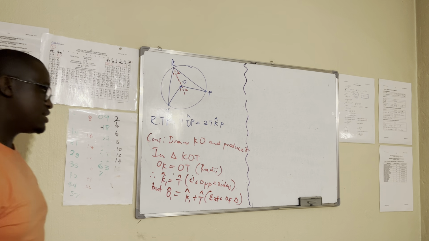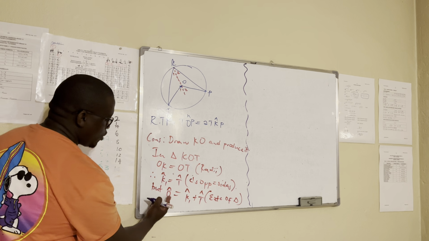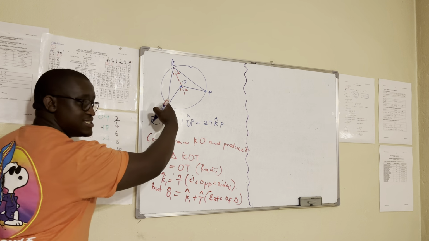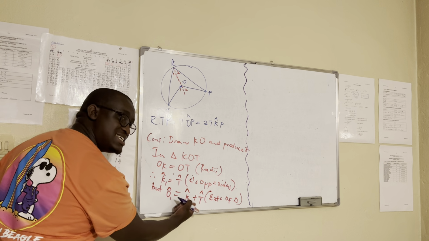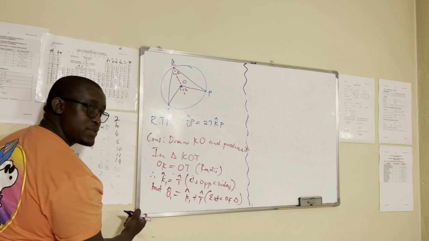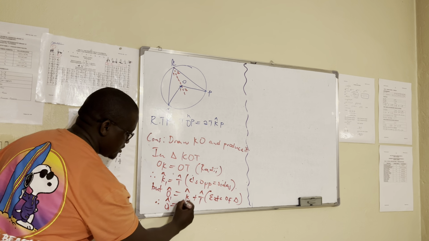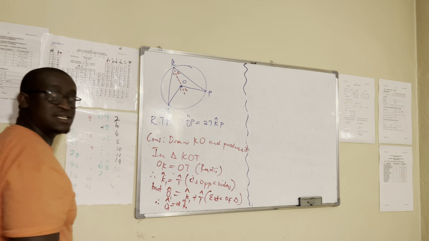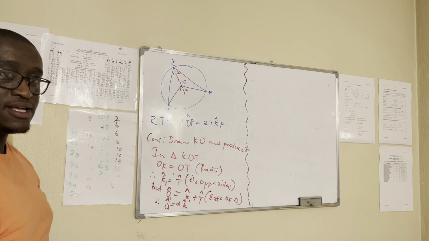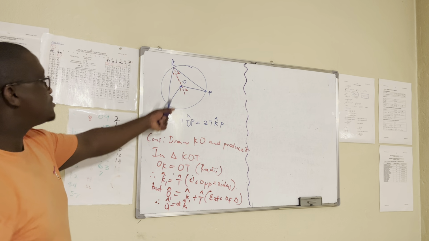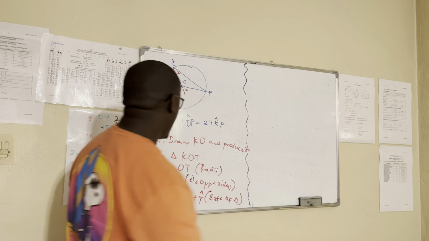Any questions? Since angle O1 is K1 plus T, and we already know K1 equals T, I can write T in terms of K. So angle O1 is equal to 2 K1. I can do the same thing on the other triangle that I did on this triangle.